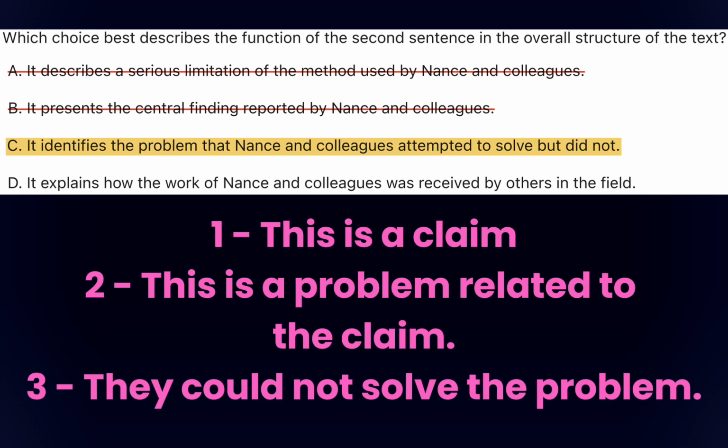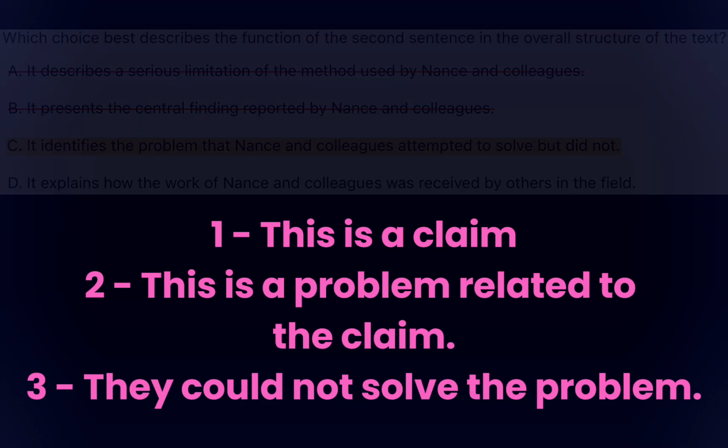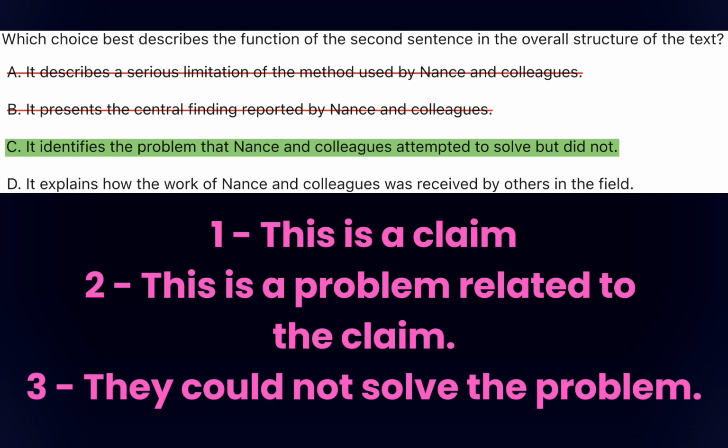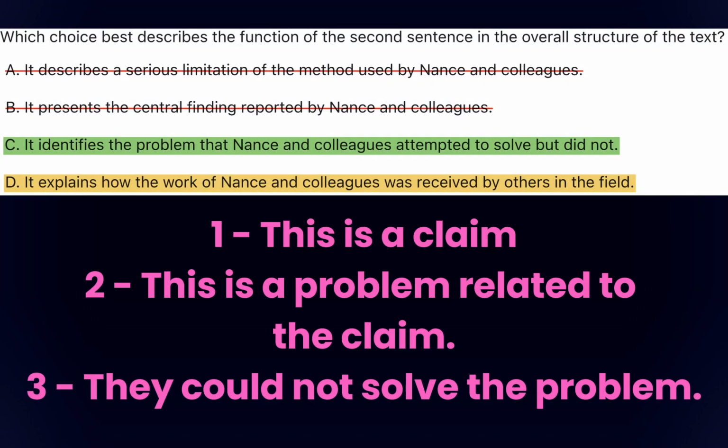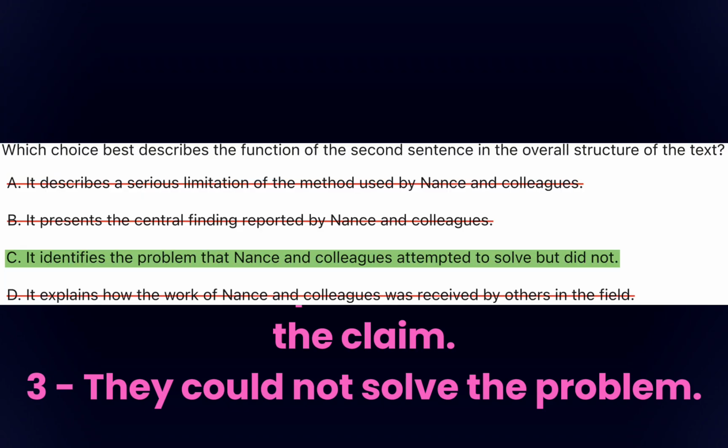Choice C. It identifies the problem that Nance and colleagues attempted to solve but did not. This choice is correct since the underlined sentence does show that there is a problem which could not be solved. Choice D. It explains how the work of Nance and colleagues was received by others in the field. This is also wrong since this choice does not tell us about the problem that was not solved.